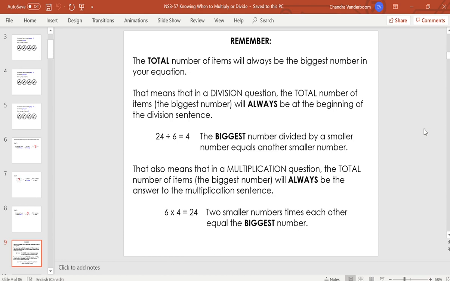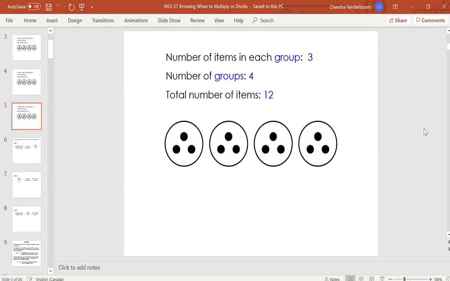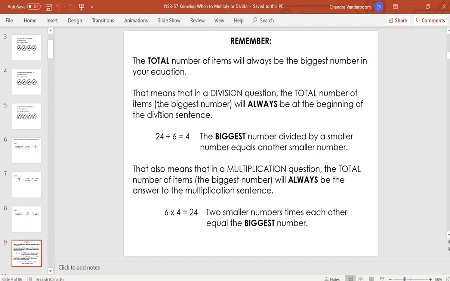Remember that the total number of items will always be the biggest number in your equation. So when we look back up at this again, we have the total number altogether, it's 12. That's our biggest number. Our 2 other numbers, the number of groups is a small number, and the number of items in each group, that's a small number. Our biggest number is the total altogether. That makes sense that our biggest number is the total because that's adding everything all up together. So our total item will always be the biggest number in your equation.